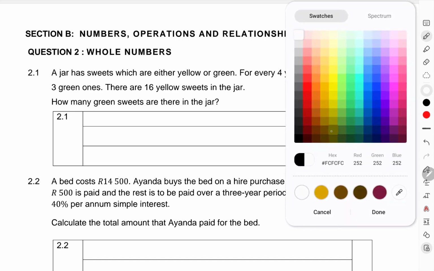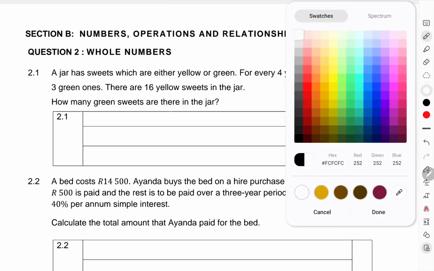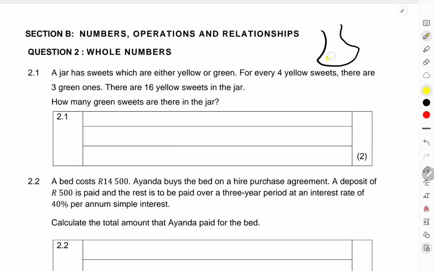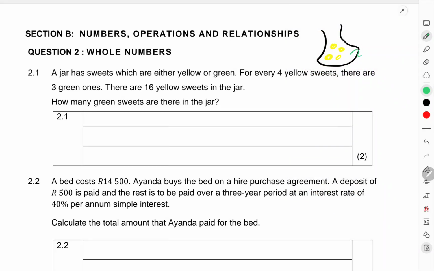Therefore, I'm going to look for yellow sweets. Let me just come here. There are sweets here that are yellow or green. I'll have yellow sweets. Then let me look for green sweets. I'll have green sweets.